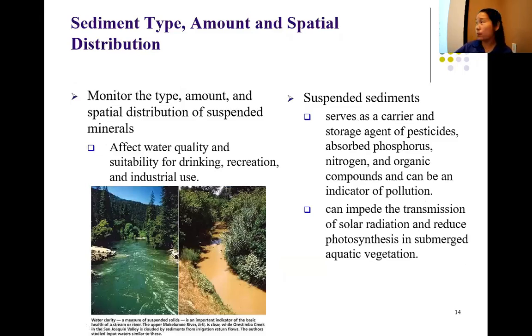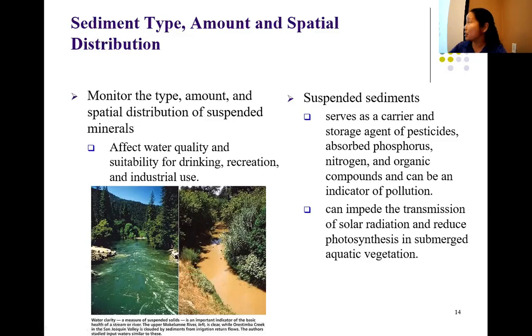And sometimes we need to monitor the type, amount, and spatial distribution because it will affect water quality and sustainability for drinking, recreation, and industrial use, like clear water for recreation versus water with heavy mud in the river that will look like this. So you can imagine that in this kind of environment, normal fish might be quite difficult to survive, and you can barely use it for much of any application.